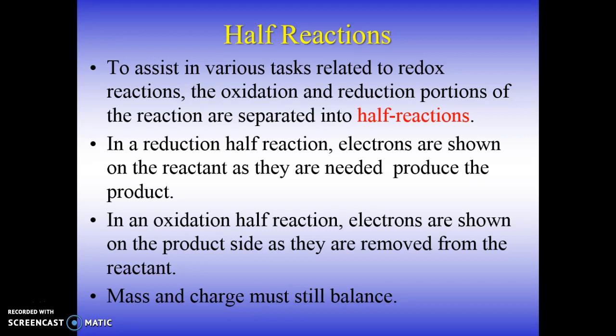The other thing that you have to do is make sure that you balance mass. Mass has to be balanced first, and also charge. And remember, the charge doesn't have to be zero. It just has to be the same on both sides. So we've got some examples on the next slide.